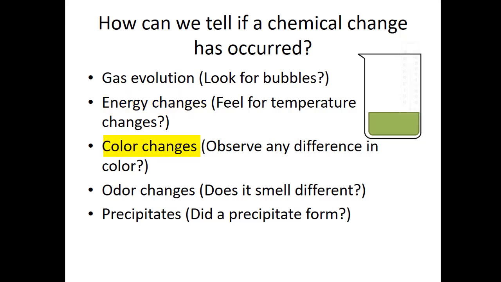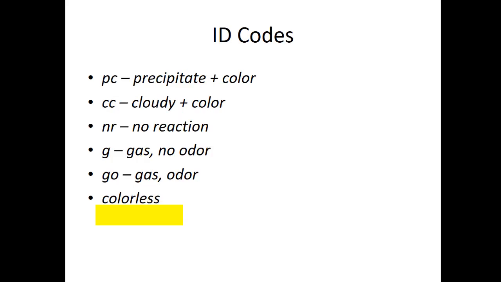If the color changes, you know that a chemical change has occurred. If the smell changes, you know that a chemical change has occurred, because normally a smell is associated with gas being involved. If you form a precipitate, you know that a chemical change has occurred. When you mix two chemicals together and a precipitate forms, then you know a chemical change has happened. So these are the codes we're going to use when you write in your lab book.